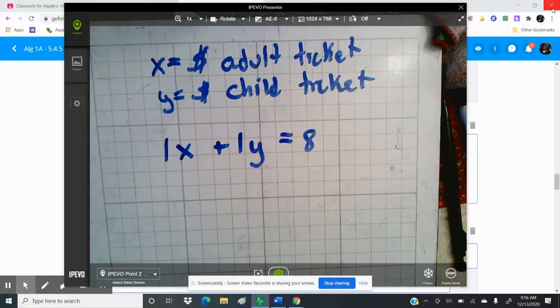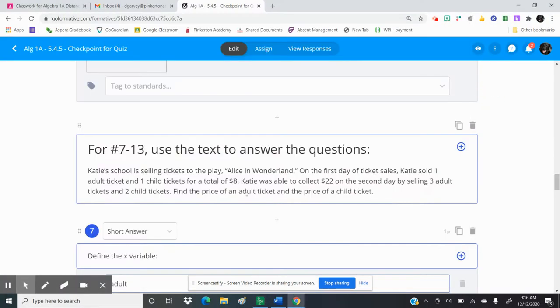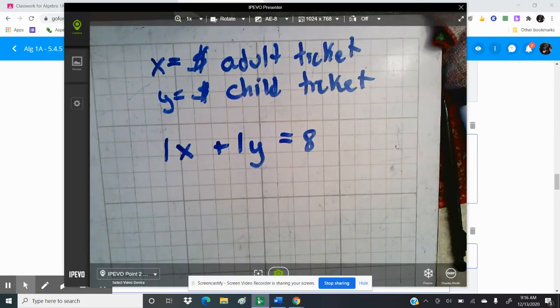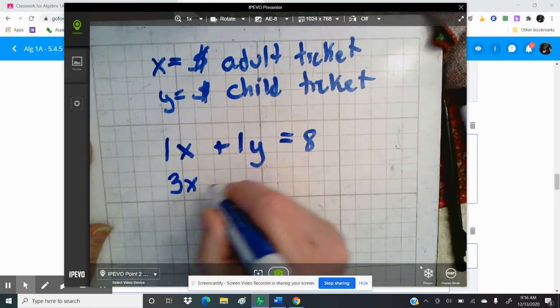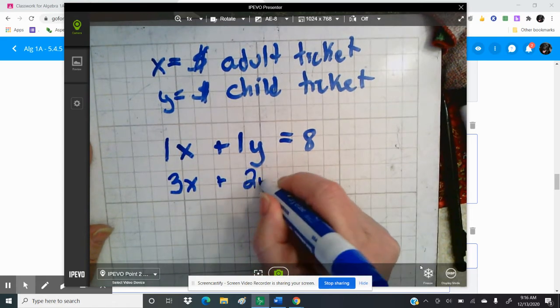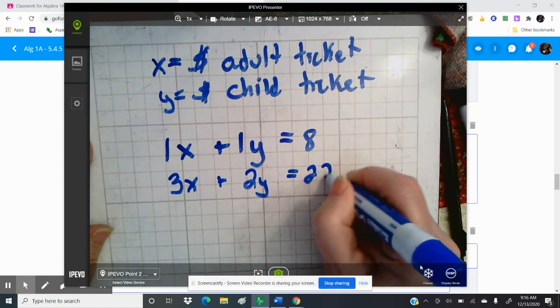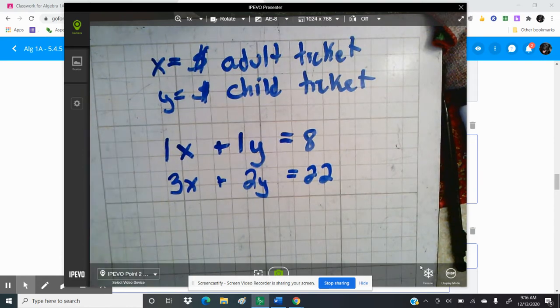Now let's go back to the problem again. And then it also says on day two, she collected $22 and she sold three adult and two child tickets. So on day two, I forget now, I have to go back. Was it three adult tickets and two child tickets and collected $22. So here we now have a system of equations. We have two variables and two equations, so we can solve these.